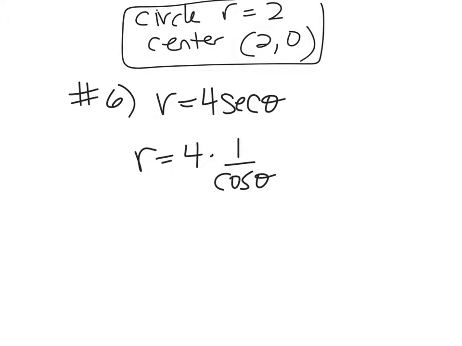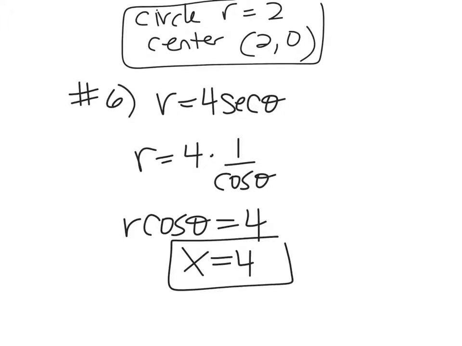Now, let's take this and multiply cosine to the other side. And what do you get? You get r cosine theta equals 4. Well, r cosine theta is what? It's x. This is x equals 4. Do you know what that is? When you graph that, it's a vertical line, isn't it? So if I were to go to my polar graphing, and I did 4 over the cosine of theta, which is secant, I graph that, it gives me a silly vertical line. Kind of silly.